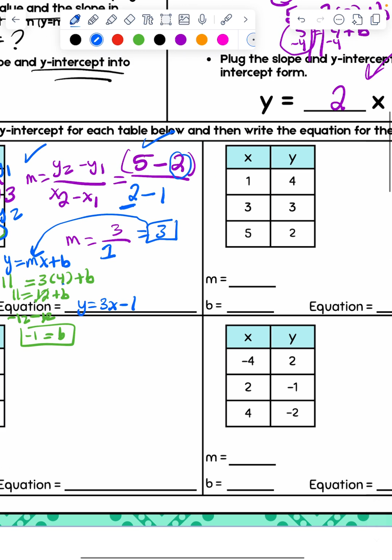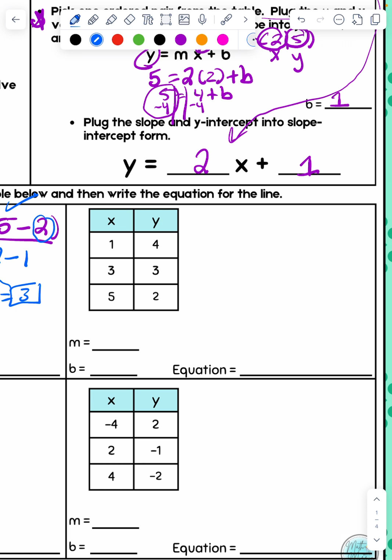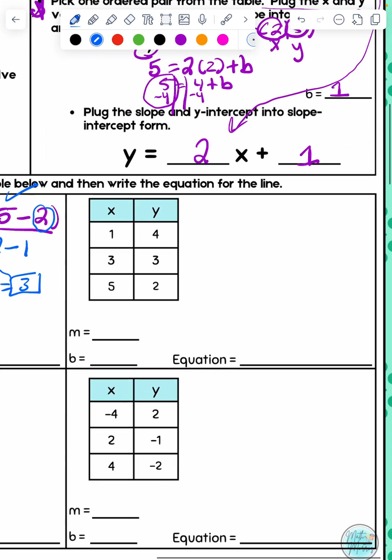Okay, let's try one more. Then I'll let the sub pause the video for a couple minutes, and we'll give you a chance to write it. Okay, so what were my steps again? Write my formula. So I'm going to write with me. M equals y2 minus y1 over x2 minus x1.